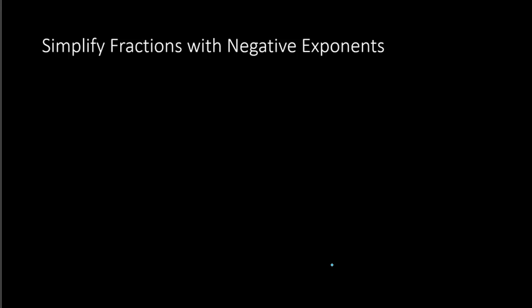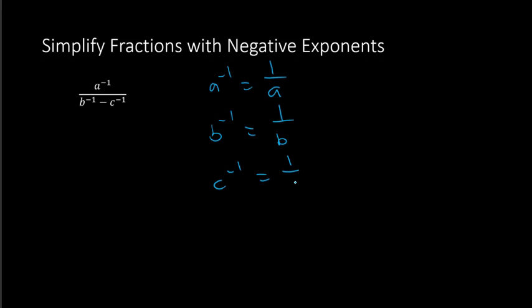All right, so here, our example we're going to look at is a to the negative first power over b to the negative first minus c to the negative first power. All right, so remember, negative exponents, what that means is that we have 1 over something. So a to the negative first power would mean 1 over a to the positive first power. So b to the negative first power would be 1 over b to the positive first power, and c to the negative first power would equal 1 over c to the positive first power.